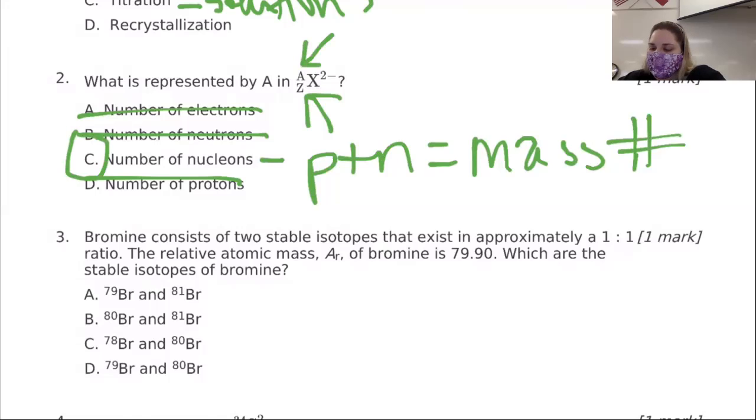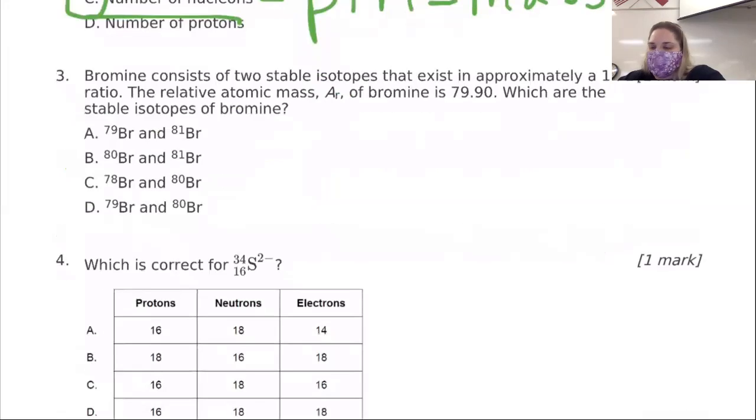Okay, this next one's related to what we just did today. It says bromine consists of 2 stable isotopes which exist in an approximately 1-to-1 ratio. The relative atomic mass of bromine is 79.9. Which are the stable isotopes? Okay, so there's a couple things that we need to understand here. What does it mean if something is a 1-to-1 ratio? What does that mean, like, mathematically or number-wise? You guys know what it means? Or could you explain it to me?